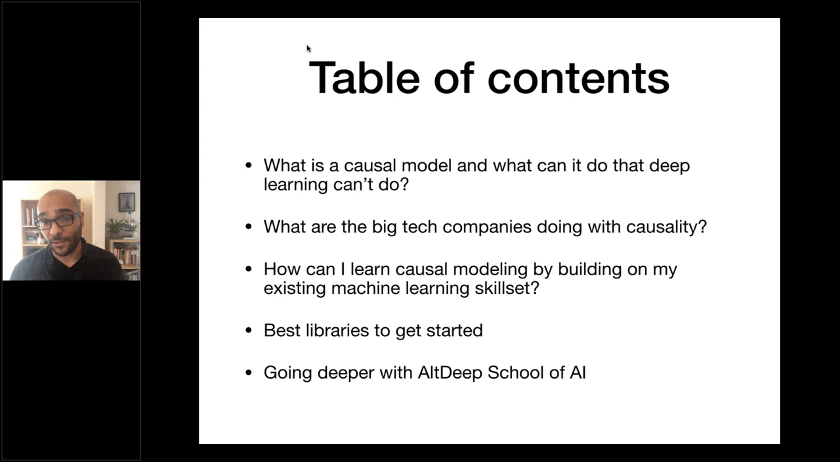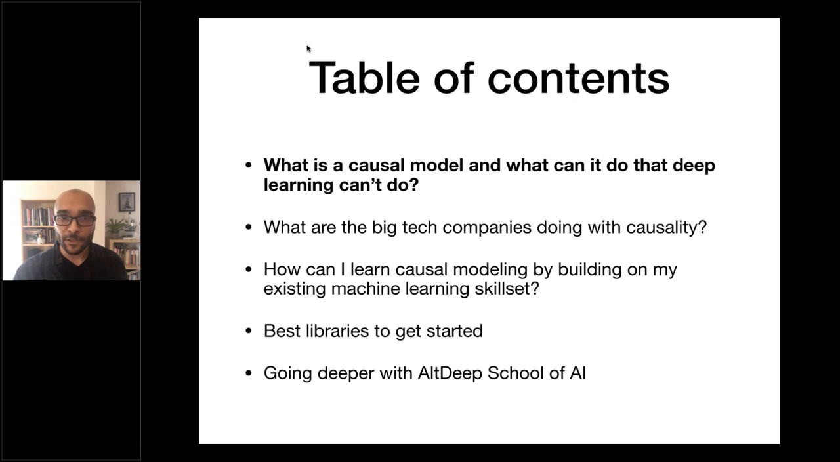Next, I'm going to talk about some of the best libraries to get started. These are libraries in R and Python. And finally, I'm going to talk about a new project I'm working on called Alt Deep School of AI and how you can go deeper on causal modeling and causal inference in machine learning.